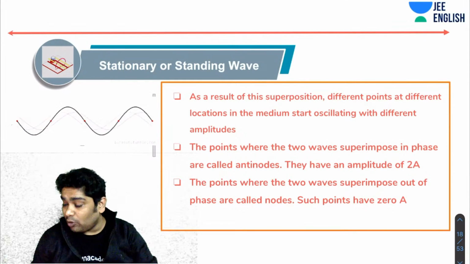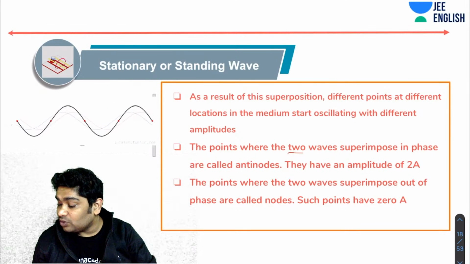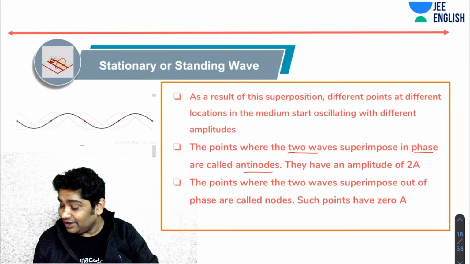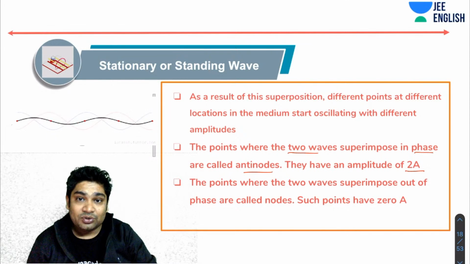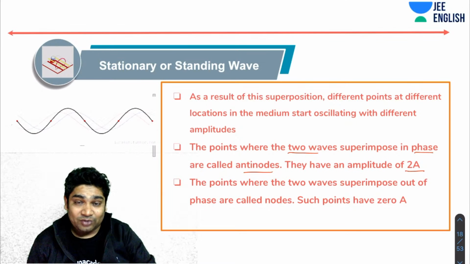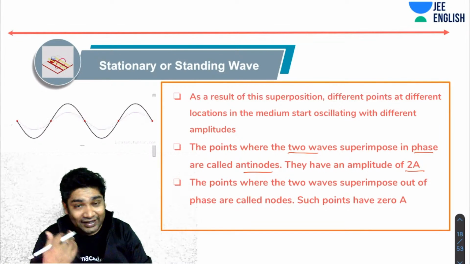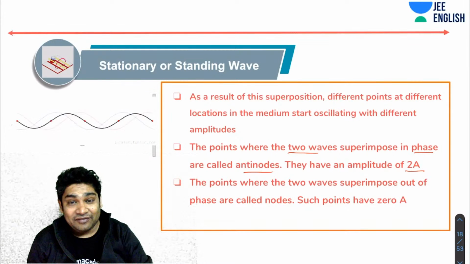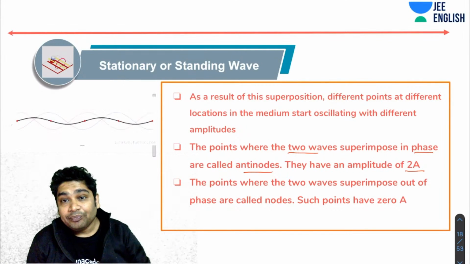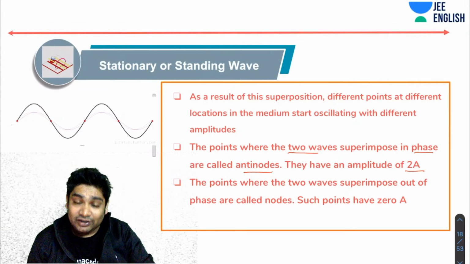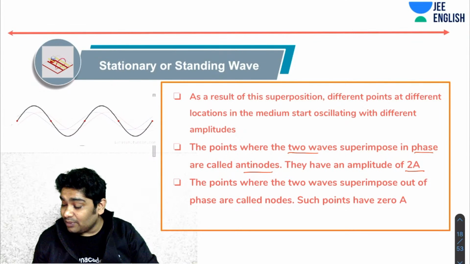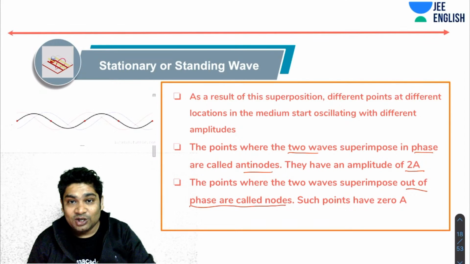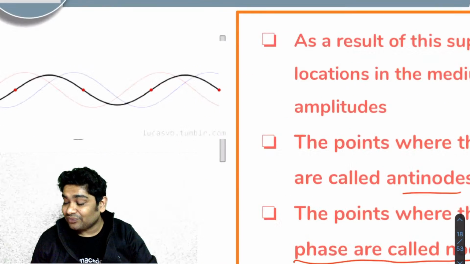Now, there will be points wherein the two waves superimpose in phase, and these points are called antinodes, and here the amplitude will be 2a. You should remember this whenever you have two waves traveling in any direction for that matter. If they superimpose in phase, so there are two SHMs happening in phase, the resultant amplitude is double. Similarly, you may have other points where the two waves superimpose out of phase, so they cancel each other out, and such points are called nodes. That is what you can see here.